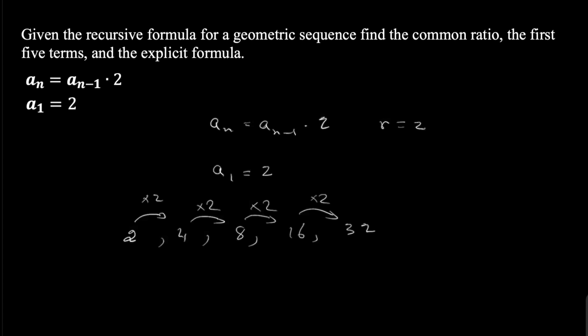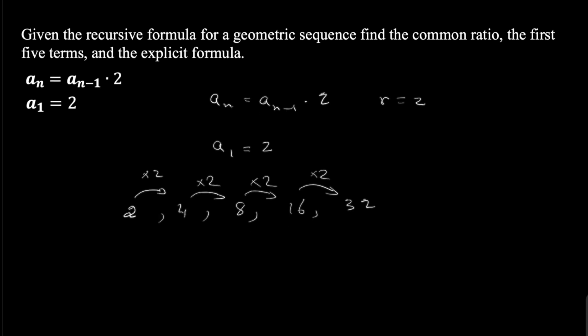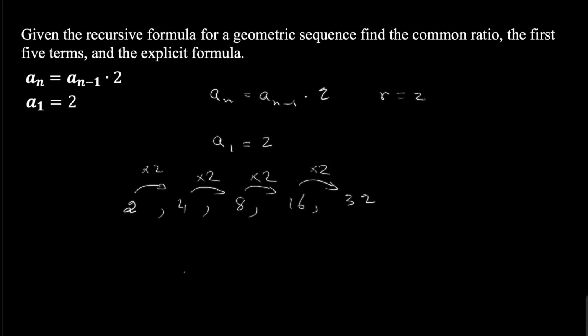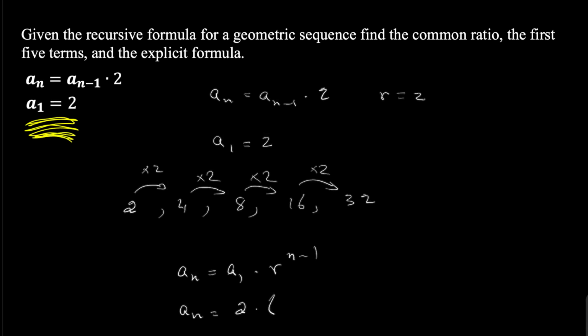Now, to find the explicit formula, how do we write the explicit formula? We write an is equal to a1 times r to the power n minus 1. And we replace the values. We say an is equal, how much is a1? a1 is 2, so we write 2 times. How much is r? r is also 2, and we put the power n minus 1, and that would be the explicit formula. Let's have another example.